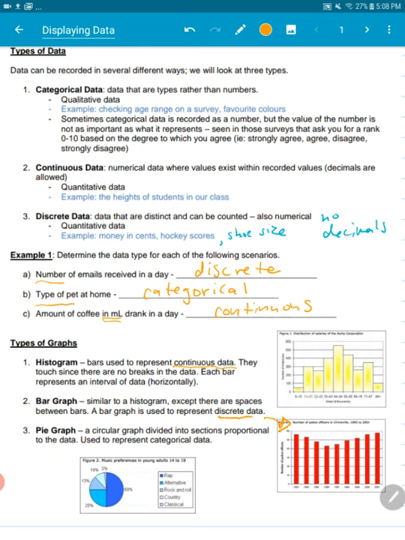And finally, a pie graph. You've probably seen pie graphs all over the news. You see pie graphs all the time. It's a circular graph divided into sections proportional to the data. It's a very nice visual graph. It shows you what's the most popular right away. And we use this for categories as the easiest way to represent them.